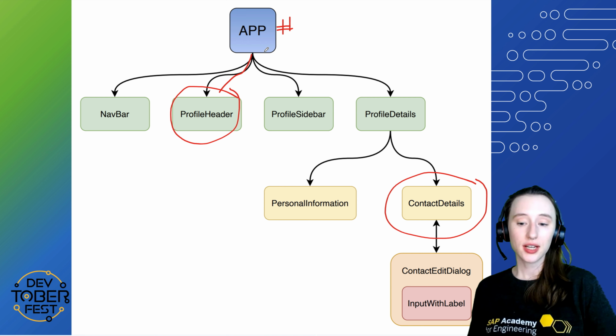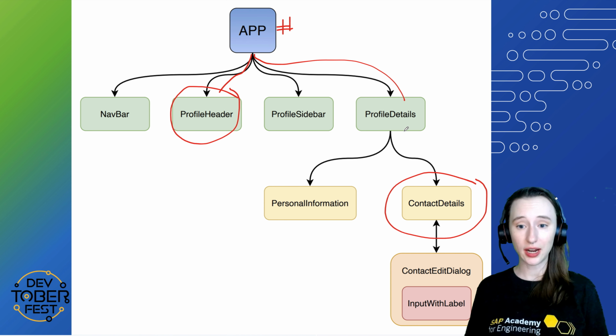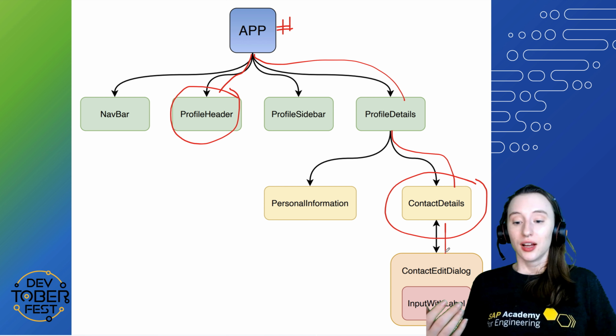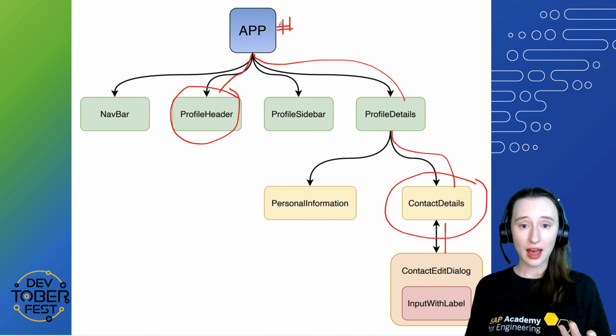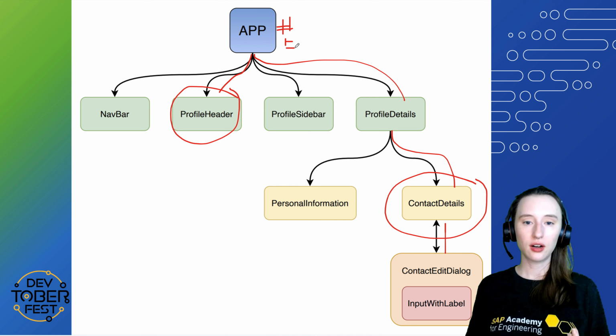In order for contact details and by extension contact edit dialog to see that phone number, we have to send it through profile details, which doesn't care about it, to contact details, which does actually care about it, and then to contact edit dialog, which also cares about it. Now, if we wanted to actually update that value that's stored in our app, we can't just have a function here and update it here like we do currently. We would have to have that update function here on the app level, right?